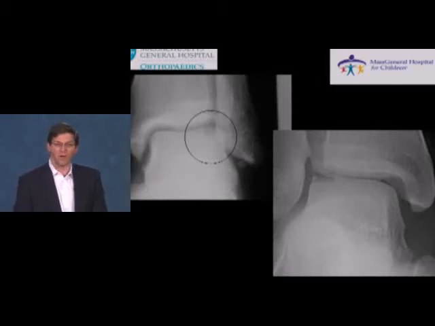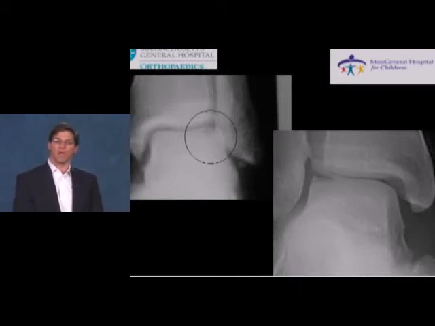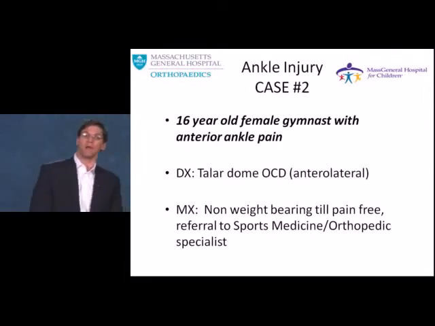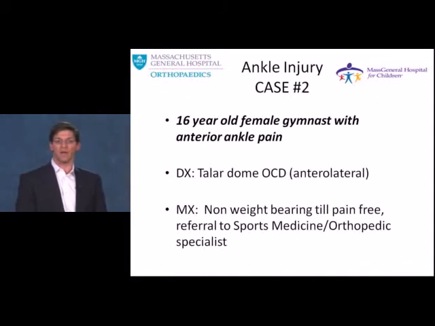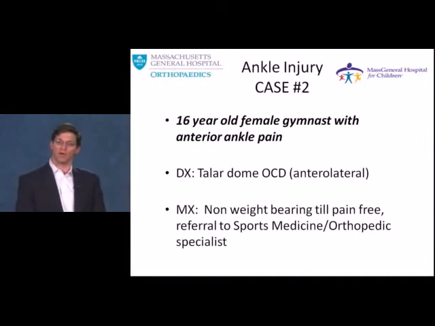For those of you who do not know what osteochondritis dissecans is, you can consider it a subchondral fracture which might be due to repetitive overload and is at risk of compromising chondral health, or overlying cartilage health. Osteochondritis dissecans in whatever joint is the most common etiology of loose bodies outside of acute trauma to the joints in the pediatric population. Case number 2, continuing on: she does have a talar dome OCD, or osteochondritis dissecans, of the anterior lateral talar dome. Her management will be non-weight bearing until pain-free and referral to a sports medicine and orthopedic specialist.